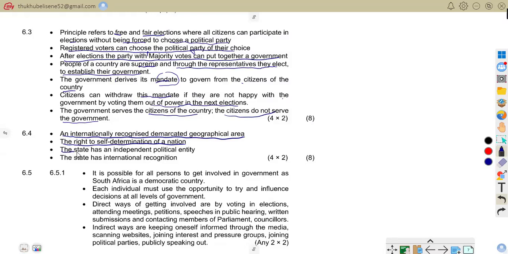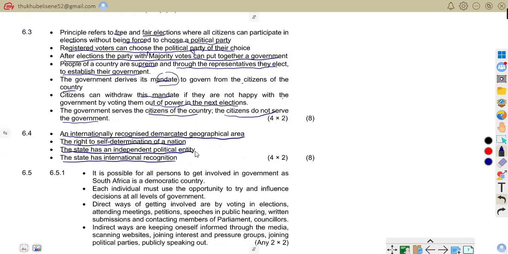Also, the state is an independent political entity. So the state has sovereignty and independence. Also, the state has international recognition. So the state is recognized by the international community.